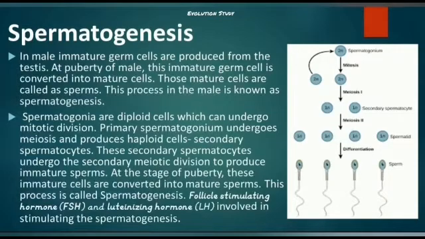Spermatogonia are the diploid cells which can undergo mitotic division. Primary spermatocytes undergo meiosis and produce the haploid cells, which are also known as the secondary spermatocytes. Now these secondary spermatocytes undergo the secondary meiotic division to produce the immature sperms. At the stage of puberty, these immature cells are converted into mature sperms. Follicle stimulating hormone FSH and the luteinizing hormone LH are involved in stimulating spermatogenesis.